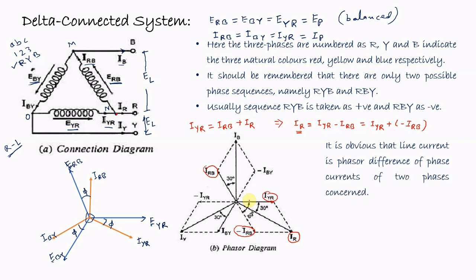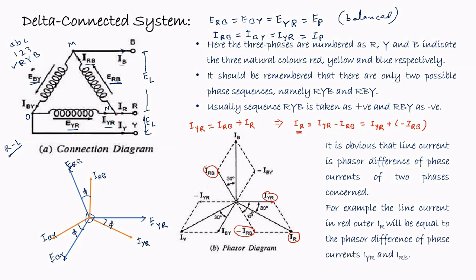So it is obvious that the line current is the phasor difference of the phase currents of two phases concerned. That we have already seen. The line current IR is the phasor difference of IYR and IRB. That we have already seen in the figure as well as in the phasor diagram. That I have already discussed. The line current IR will be equal to the phasor difference of the phase currents IYR and IRB.